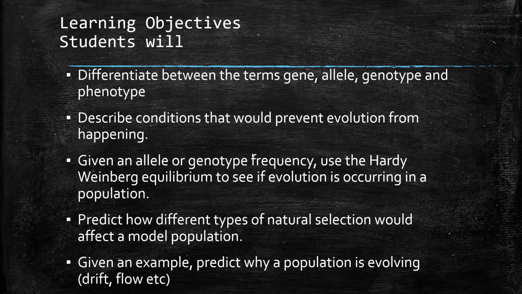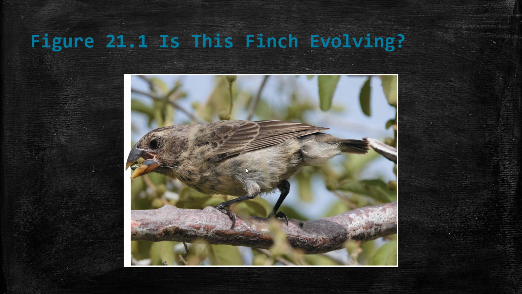You should be able to describe conditions that would prevent evolution from happening by the time this chapter is over. Given an allele or genotype frequency, you'll be able to use the Hardy-Weinberg equilibrium to see if evolution is occurring in a population for that gene. Predict how different types of natural selection would affect a model population, and given an example, predict why a population is evolving: flow, drift, etc. Those are just some examples of some of the things you should be able to do.